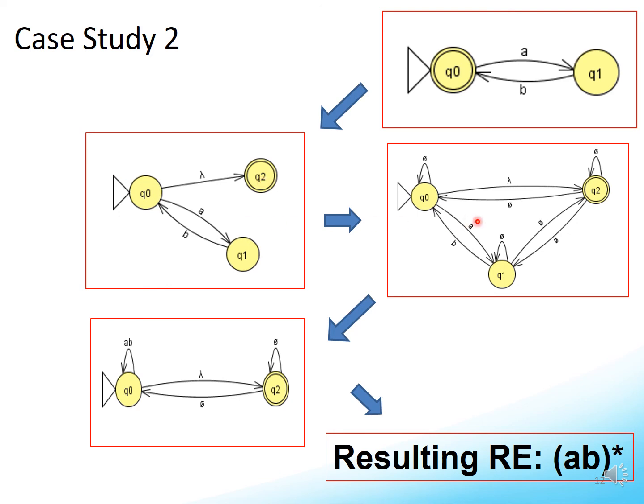Then we add all the transitions, and then we remove the non-initial and non-final state Q1. We are left with Q0 and Q2, and then we can read the final regular expression. In this case, (AB) star lambda, empty set star, which is also lambda. So (AB) star lambda lambda is (AB) star.